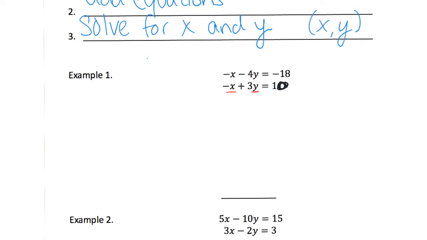So I see my y's are a 4 and a 3. They're not the same number, so I'm not really going to touch those. But I do notice that both of my x's are negative x's. So I can simply make one of those positive. I'm going to do that by multiplying the top one by -1, it doesn't matter top or bottom. I'm writing my equation down here, and that makes it x plus 4y equal a positive 18.